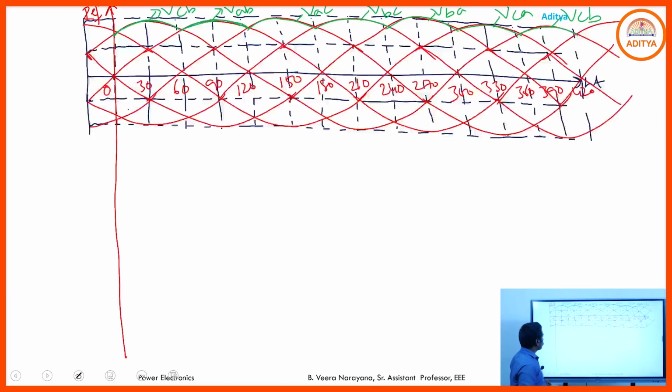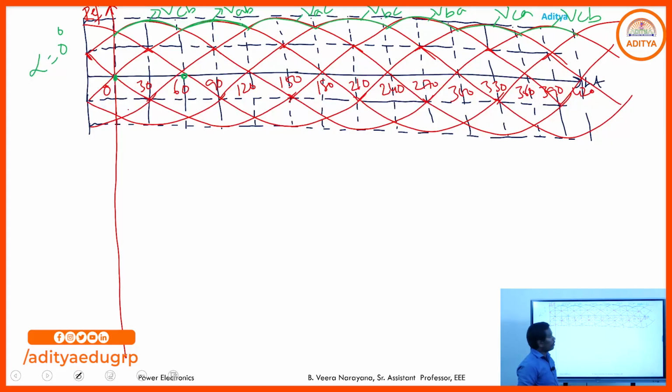Right. And observe here, VCB is the output voltage. Here these are the line voltages, and for alpha equal to 0 degrees, this is the output voltage representation. That means for alpha equal to 0 degrees, VCB is available across the load from 0 to 60. From 60 to 120, VAB is available across the load. From 120 to 180, VAC is available across the load.